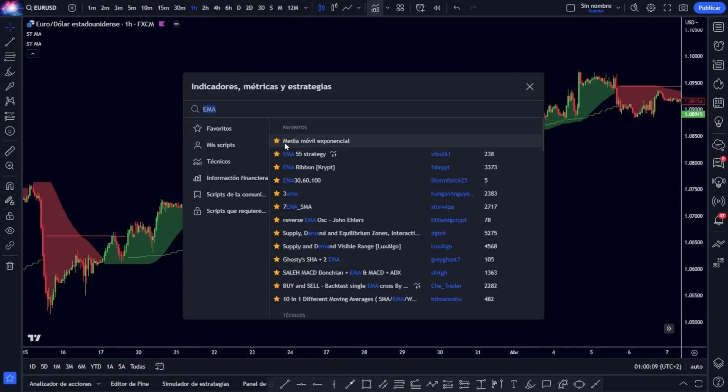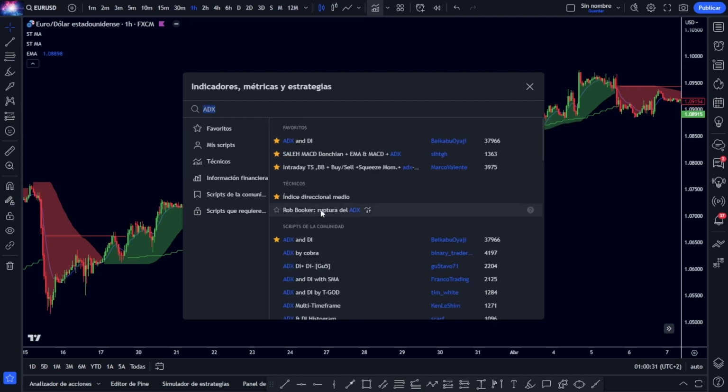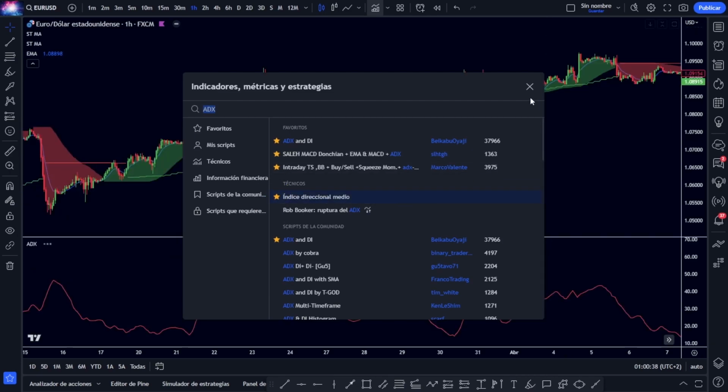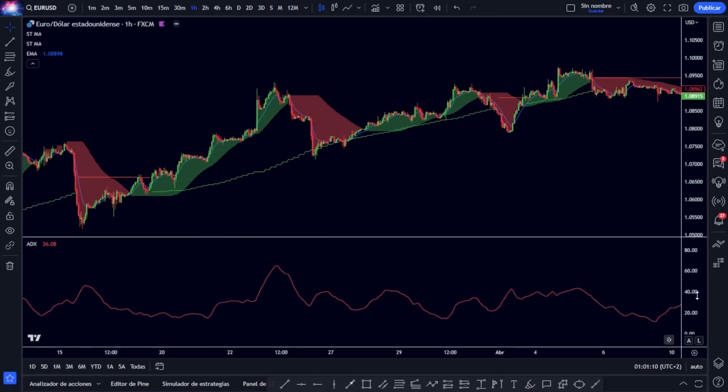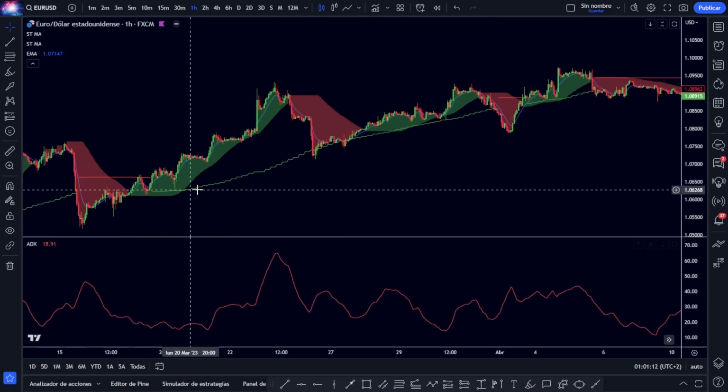But let's add a couple more things. First, we will place an EMA or exponential moving average, and secondly, we will place an ADX or average directional index, an indicator also quite well known and that surely many of you already use, because it basically tells us the strength of a movement or a trend.